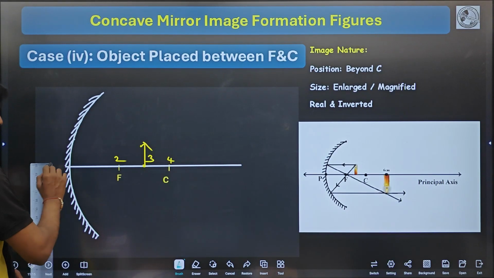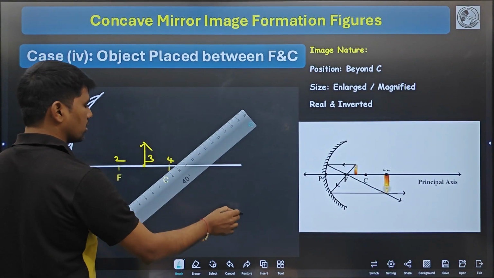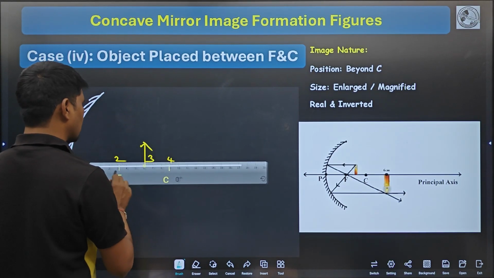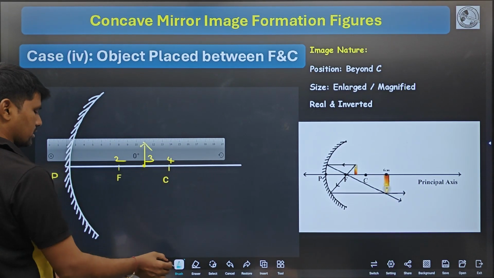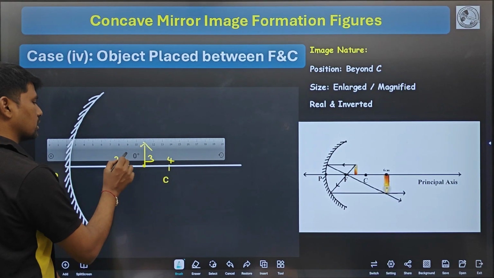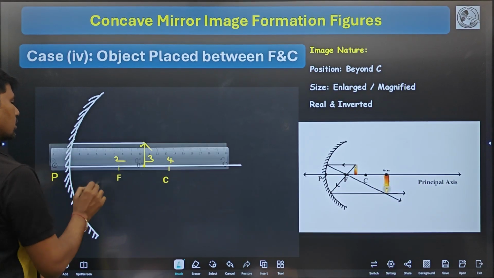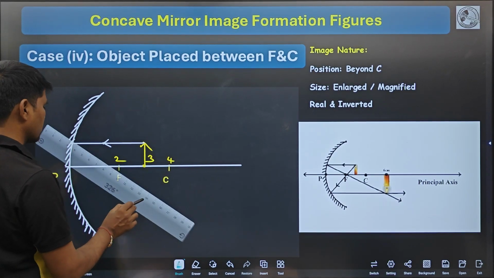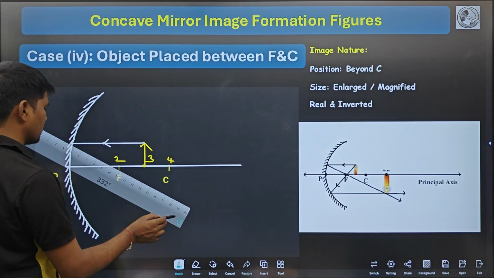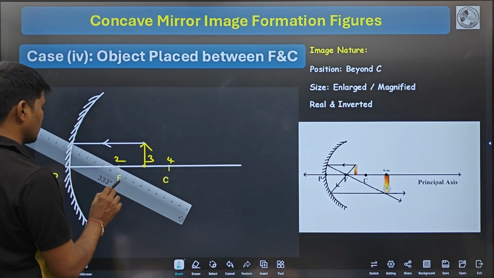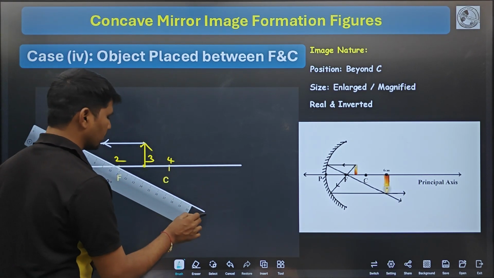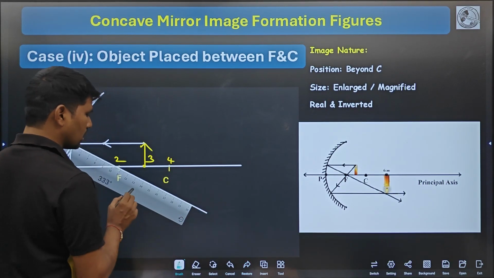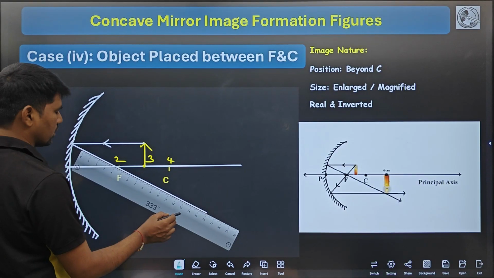Next, what do we have to take here now? How to draw the ray diagram? Parallel rays. First, the R1 ray is parallel to the principal axis. The incident ray is parallel to the principal axis. After reflection, it passes through focus. I have to extend it.